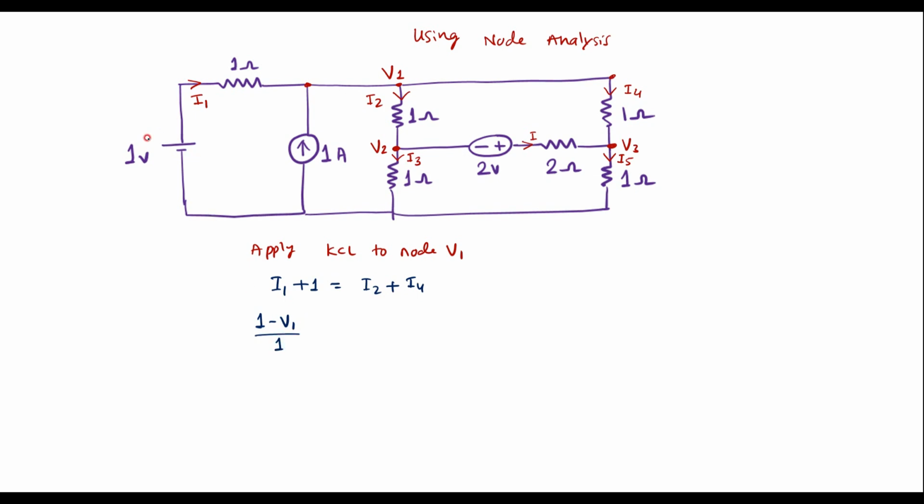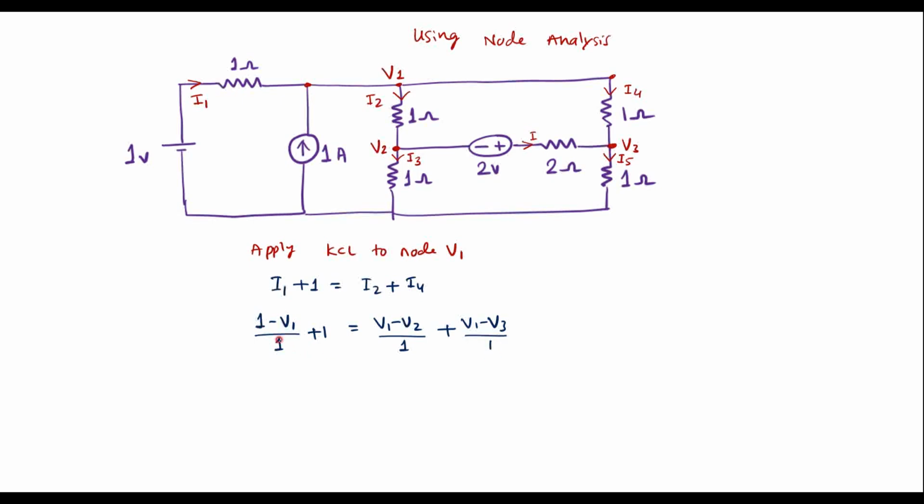That is the potential difference between this voltage and this node voltage divided by resistor, because I is equal to V by R. So this is plus 1 as it is. I2 is the current which is flowing from V1 towards V2. So it can be expressed in terms of voltage as V1 minus V2 divided by 1, plus similarly I4 is the potential difference between V1 and V3 divided by 1, that is V1 minus V3 divided by 1.